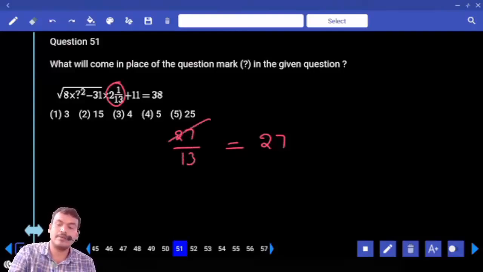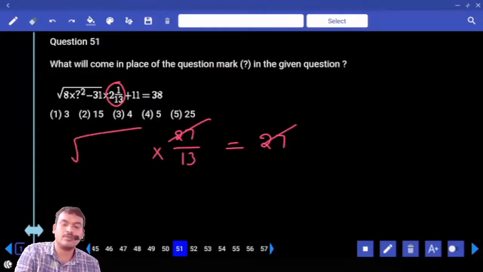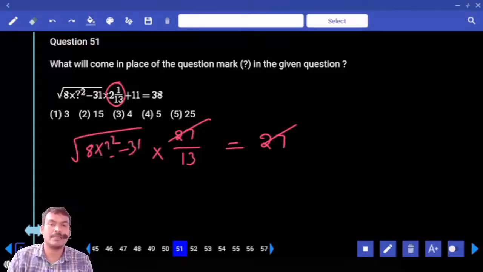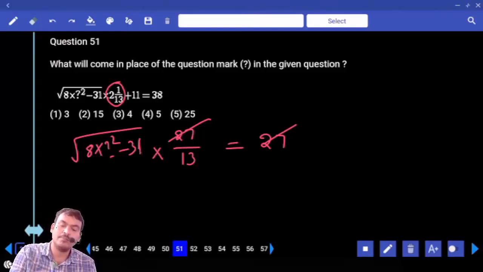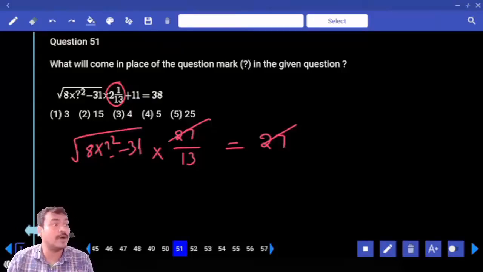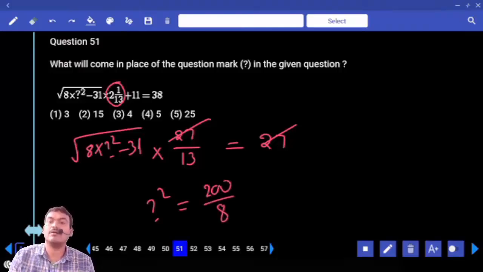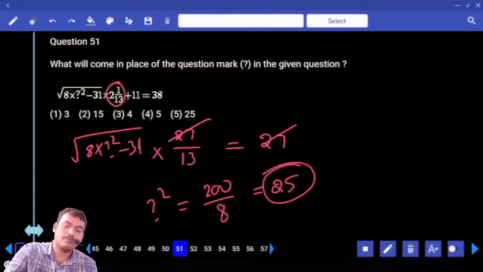Okay, 27 cancels. Left hand side into square root of which one? 8 into something square minus 31 or plus 31? Minus 31. What is the remaining value in right hand side? 13. What is the 13 square? 169. 169 plus 31, how much? 200. Then 200 by 8. 8 into something square equal to 200 means something square equals 200 by 8. 200 by 8 means 25. 25 is which one square? 5 square.